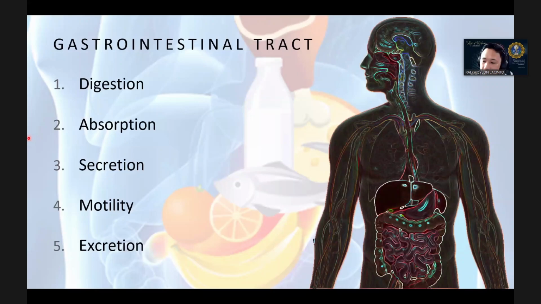So you've seen this, 'di ba? These are the primary functions of the GI tract. And for our topic, kaya nga digestion and absorption, we will mainly focus on these two. Okay? So when we say digestion, what do we mean by digestion?